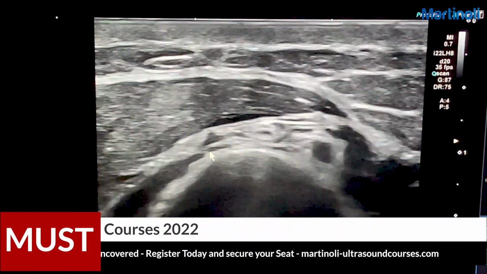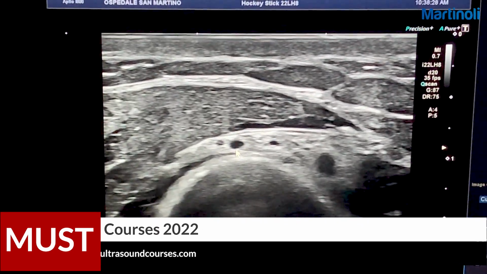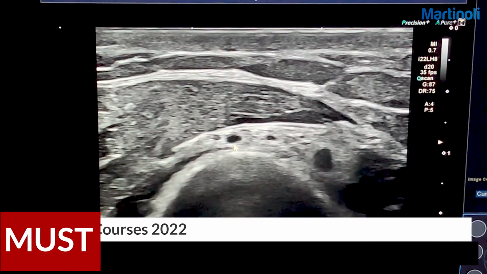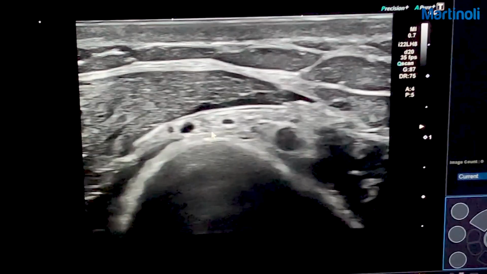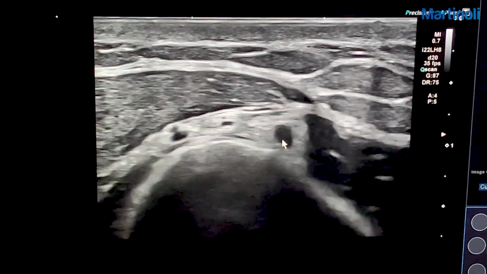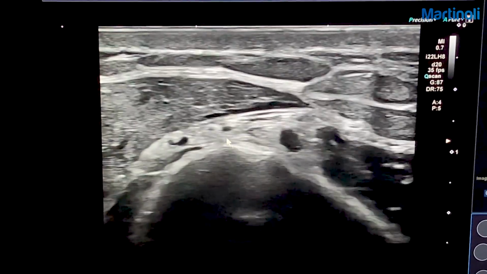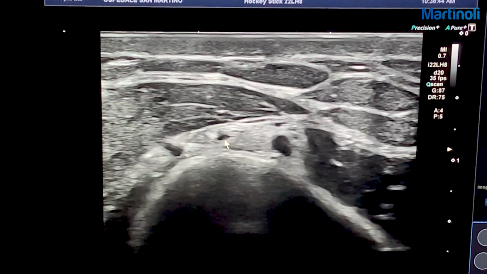If I go more posteriorly, I see a small artery. You see the pulsation of the vessel here. This is the deep humeral artery. And then in the middle, I see some fascicles between the artery and the main trunk of the radial nerve, and they belong to the posterior cutaneous nerve of the forearm.